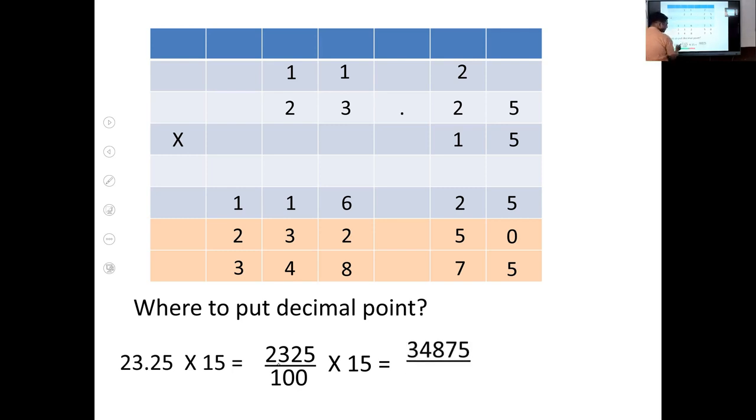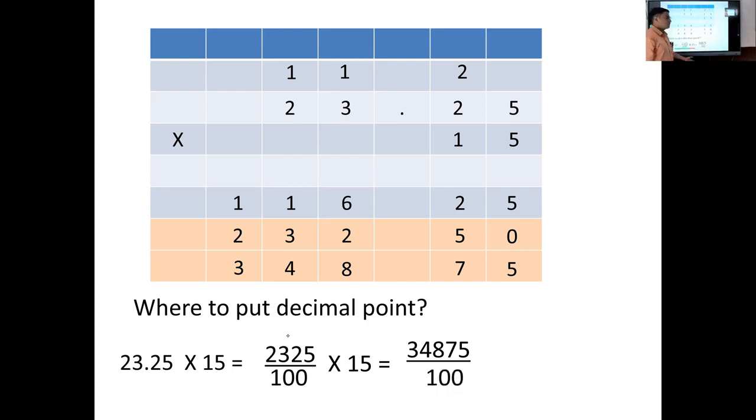So in this case, 2325 will be multiplied with 15. Now what is the denominator of 15? The denominator of 15 is 1. So now the 100 will be multiplied with 1. When we multiply 2325 with 15, we get 34,875 as the numerator of the product. And in the denominator we have 100 multiplied by 1, so we get the denominator as 100.